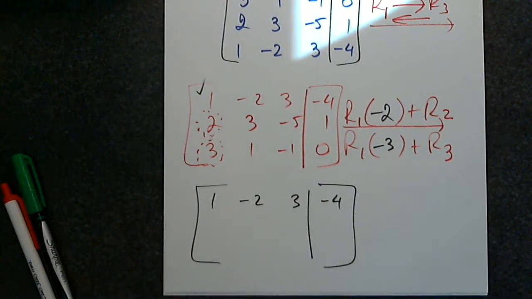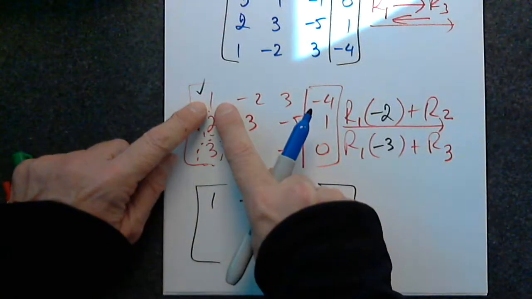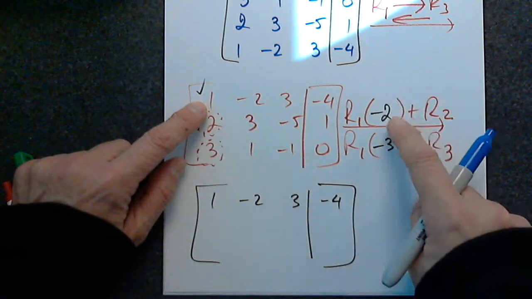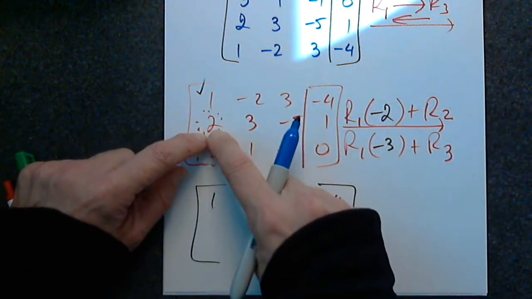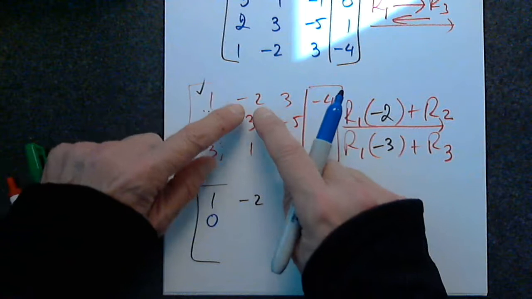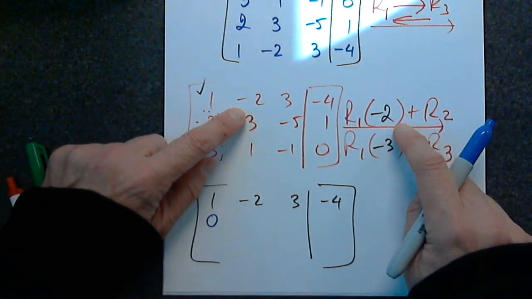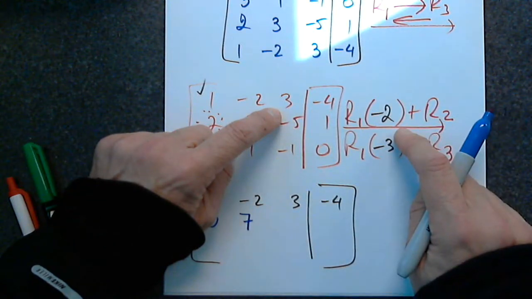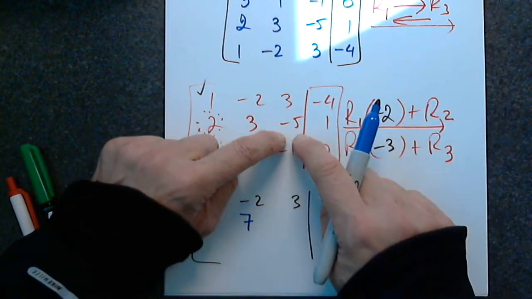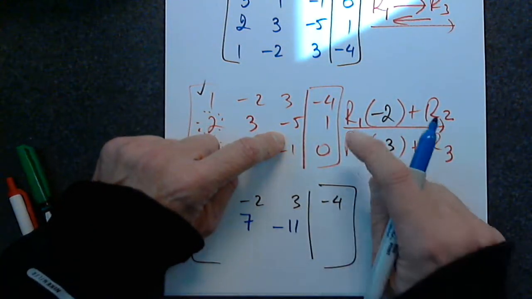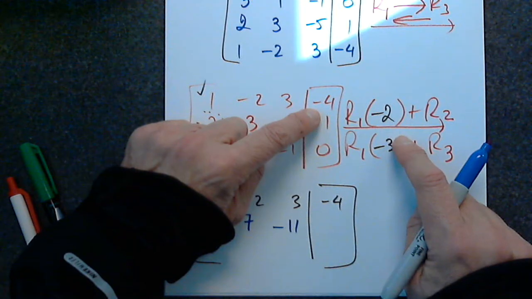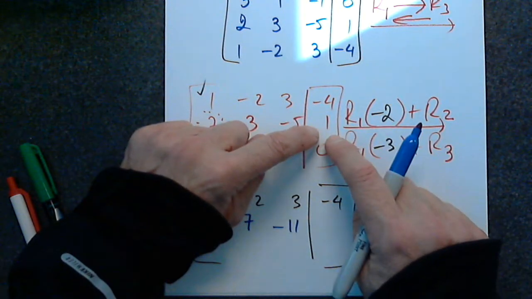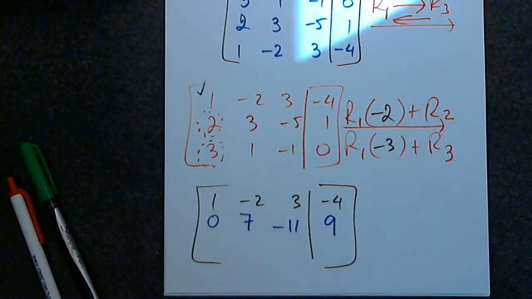Let's do this together slowly. Here it is. 1 times negative 2 plus 2. Negative 2 times negative 2, 4 plus 3. 3 times negative 2 minus 5. Negative 4 times negative 2 plus 1. Ugly. 7, negative 11, and 9.